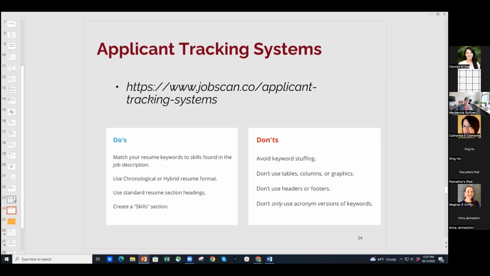But I think what is important is the don't section. And I think this actually rings true for a lot of human beings too. Tables, columns, graphics, headers, and footers do not translate well in applicant tracking systems. Maybe for human beings, right? We like, that's a nice gray box over there. Their skills are called out over here on the left-hand side. They don't translate well in applicant tracking systems.